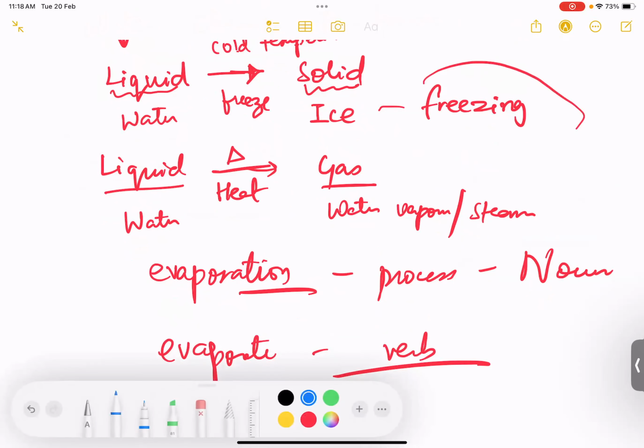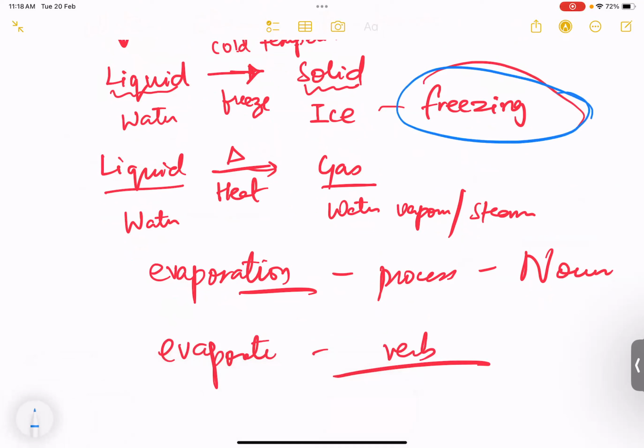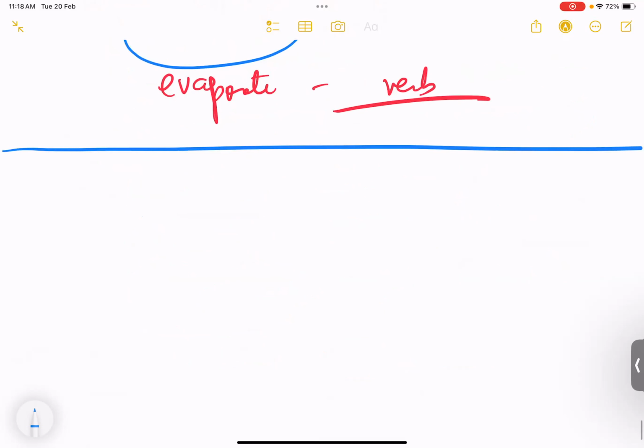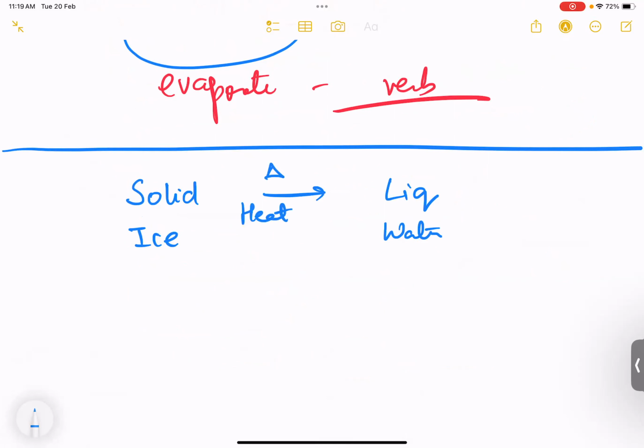I'm just highlighting it with a different pen. What does freezing mean, and how does the state change from one form to the other? We have discussed freezing and evaporation. Now, there's a reverse process also that we need to understand. How does a solid change into liquid, and what is this known as? Solid in water form is ice, and liquid is water. So it needs heat. And when ice changes into water, we call it melting.